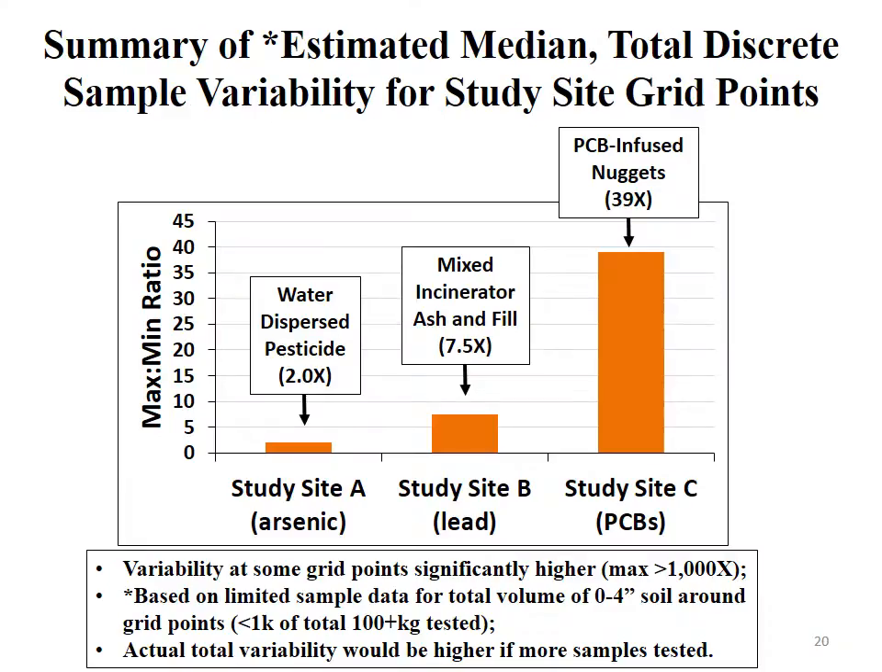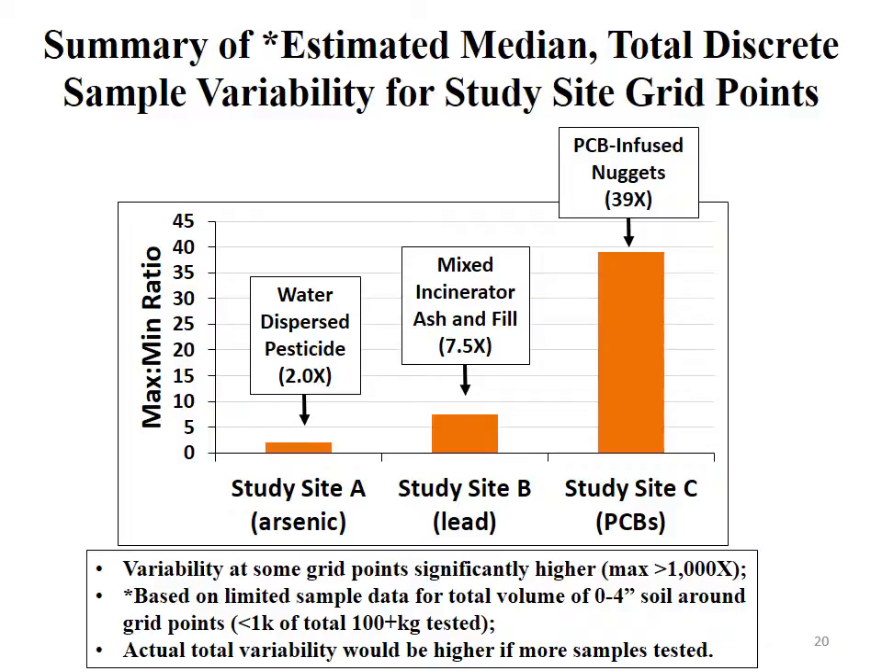So here's a summary of our field investigation. We're at the study site A for arsenic. On average, when you combine the intra-sample variability and inter-sample variability around any given point, we see about a twofold variability of concentrations around any given grid point. So if you collect a discrete soil sample at this site, and then move over a foot or two and collect another sample, that sample might be 2 times higher or actually even 2 times lower.